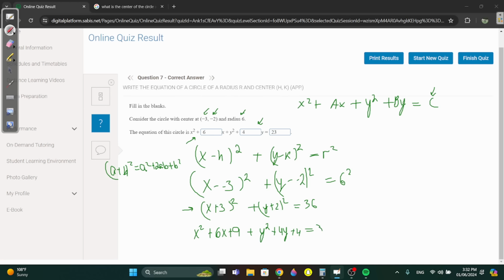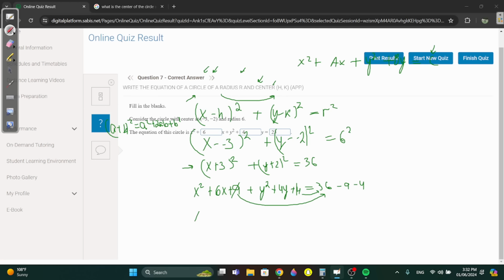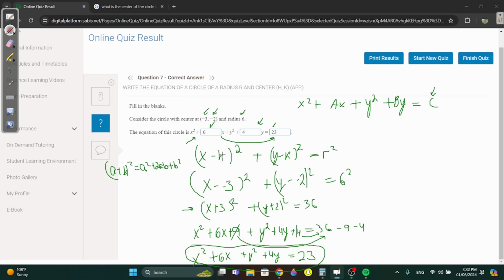Okay, equals 36. Now they want all the numbers to be taken to the right. Let's take the 9 and the 4 to the right. It's going to become minus 9, minus 4, right? So I'm going to be left with x² + 6x + y² + 4y, and now 36 minus 9 minus 4, 36 minus 13, which is 23. And isn't that the same thing that I have written up here? x² + 6x + y² + 4y = 23.